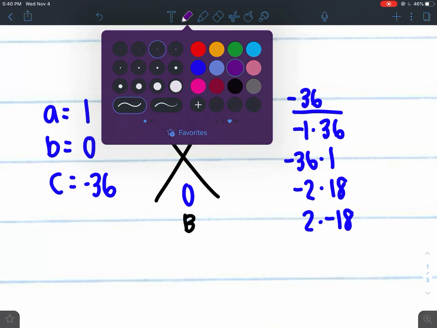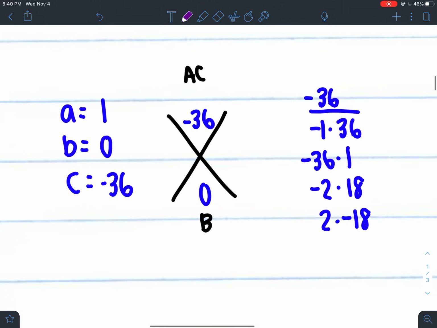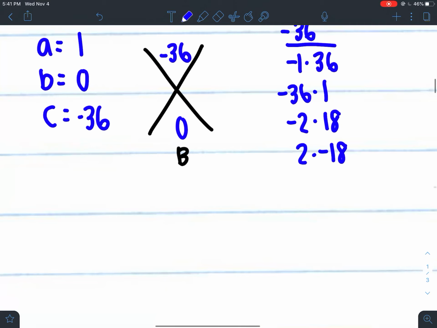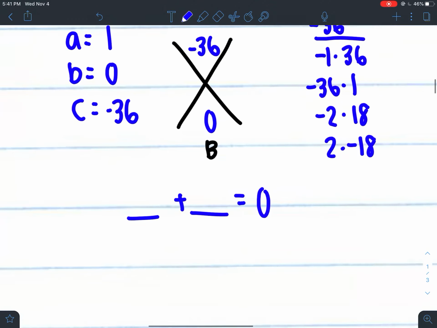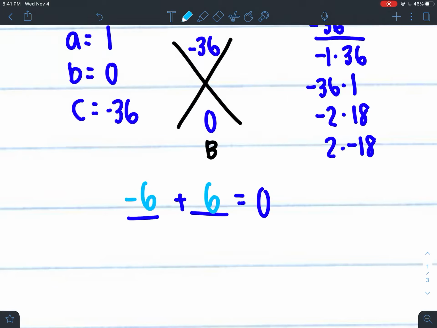Now, here's a trick for you. This was a special case. We had to add in that 0. They didn't write the 0 for us. So if I want 2 numbers that multiply to negative 36 and add to 0, what's the only way 2 things can add to 0? Well, if they're the same number but opposite signs. So I got to think about it: are there factors of 36 where they're the same number but opposite sign? The answer is yes, because negative 6 and positive 6 multiply to make negative 36, but they add to 0.